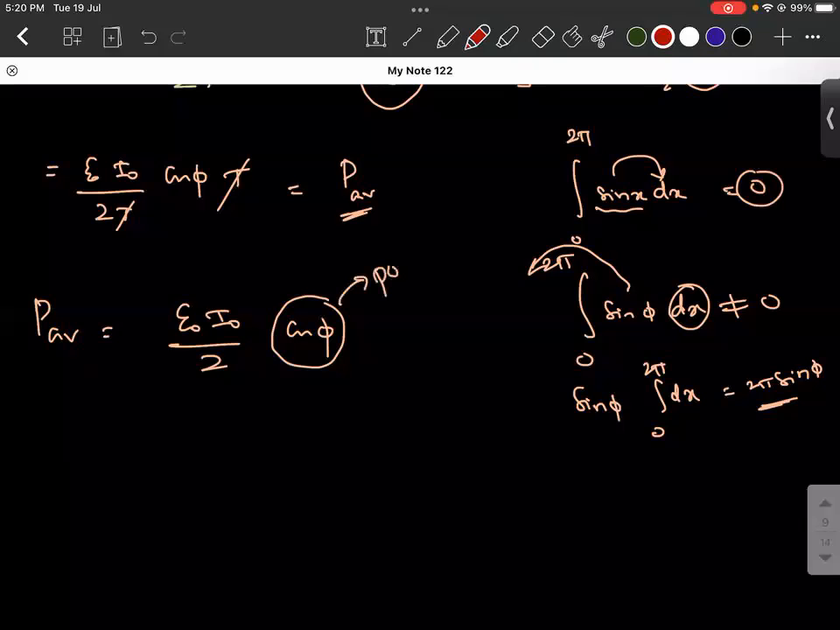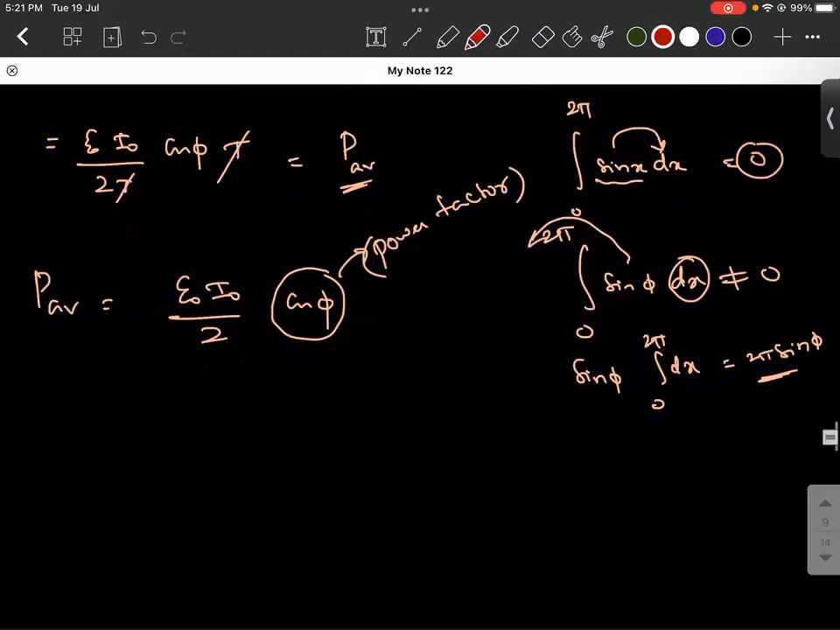This cos phi is what is called the power factor, because a factor is a number that you multiply. What does factor mean mathematically? Suppose I have a number 36. 12 into 3, can I write it like this? What are these 12 and 3 called? And what is 36 called? It's called a multiple. So a multiple can be broken into factors.